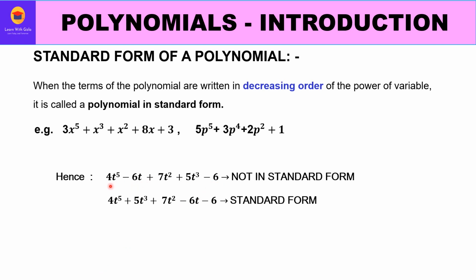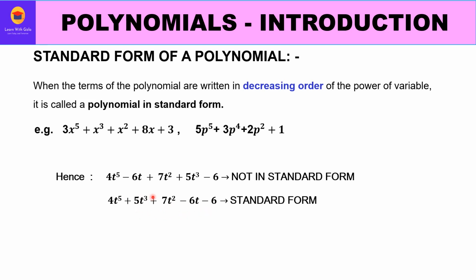Suppose we take this: 4t raised to power 5 minus 6t plus 7t square plus 5t cube minus 6. Now this is not in standard form. Clearly it is not in standard form. Why? Because the powers are not in decreasing order, they are actually not in order, right? So to make it in standard form, we have to write in decreasing order. So 4t raised to power 5, 5t cube, plus 7t square, minus 6t and minus 6, right?